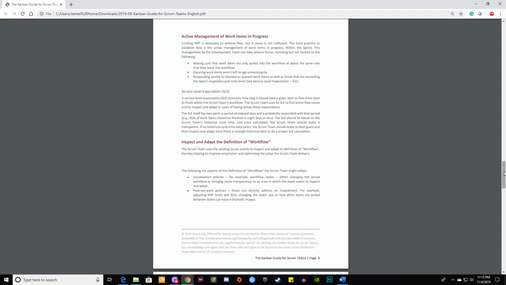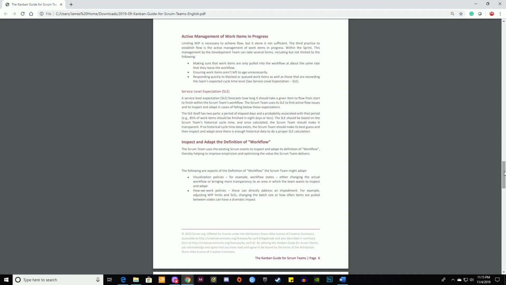making sure that the work items are only pulled into the workflow at about the same rate that they leave the workflow, ensuring work items aren't left to age unnecessarily, responding quickly to blocked or queued work items as well as those that are exceeding the team's expected cycle time level. See Service Level Expectations, SLE.